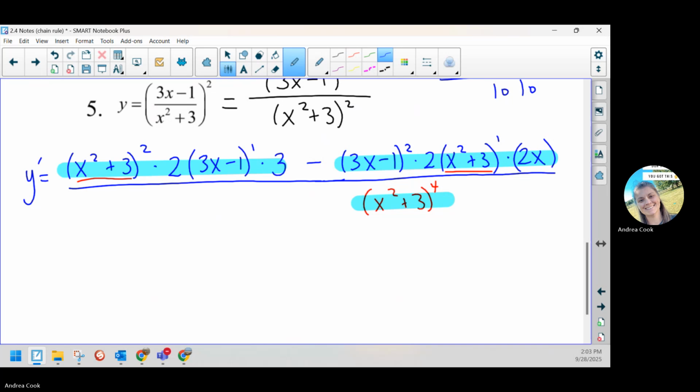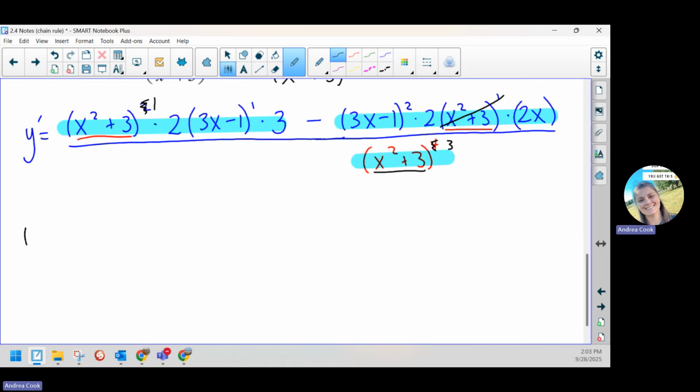Okay. So now let's cancel out. We can cancel out, like I said, what we have in common, the x squared plus 3. So I have 1 here, so I'm going to change this exponent from a 2 to a 1. That is just going to wipe out, and I'm going to change this exponent to a 3.